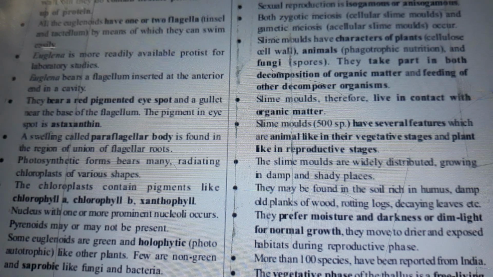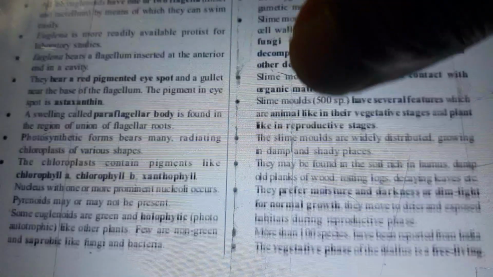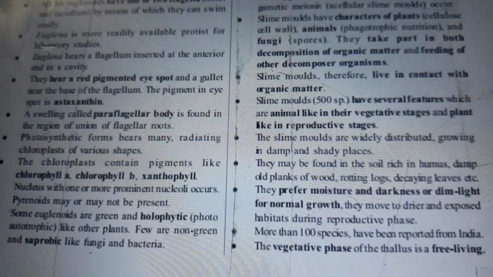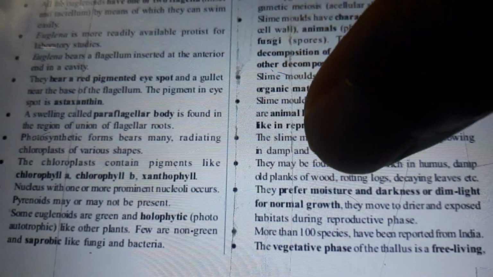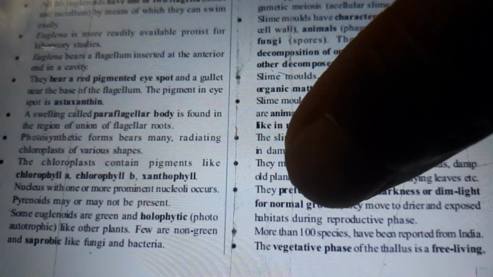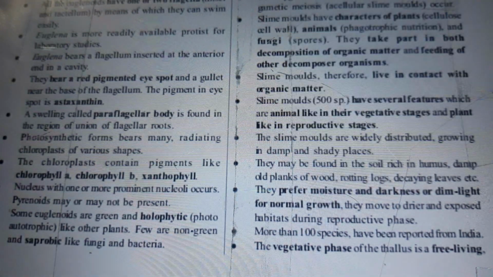The pigmented eye spot is astaxanthin. A swelling called paraflagellar body is found in the region of union of flagellar roots. Photosynthetic forms bear many radiating chloroplasts of various shapes. The chloroplasts contain pigments like chlorophyll a, chlorophyll b, xanthophyll. Nucleus with one or more prominent nucleoli occurs. Pyrenoids may or may not be present.